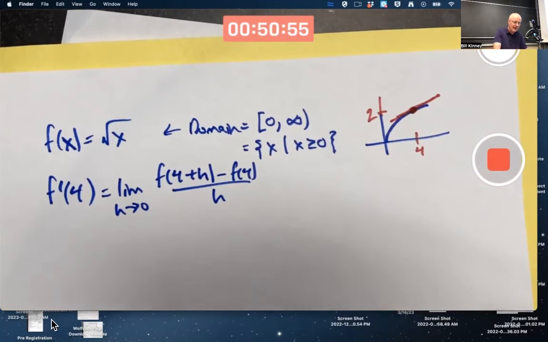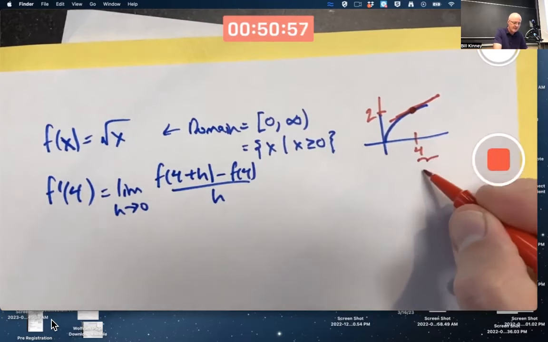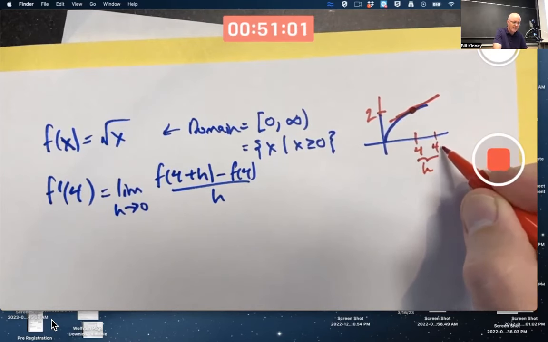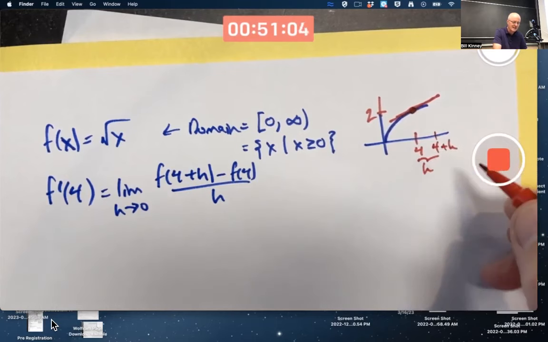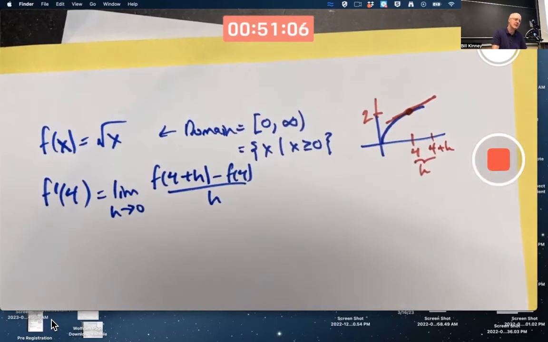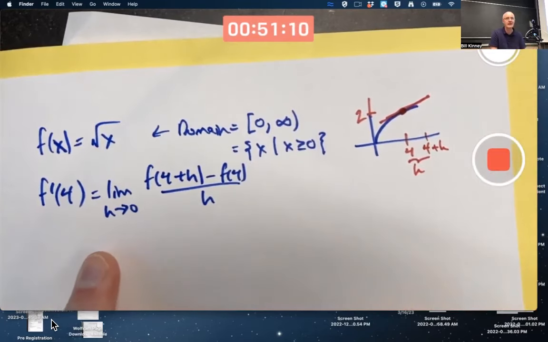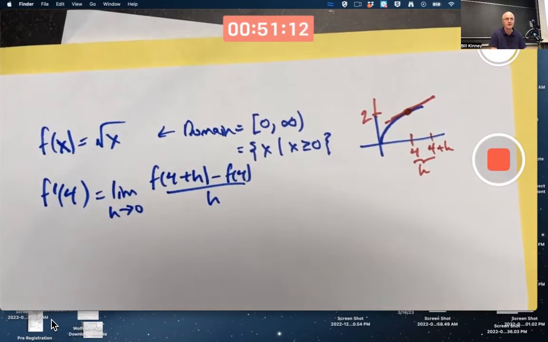In this picture, h does represent something. It represents a distance between 4 and a number to its right if h is positive. It would be a number to its left if h is negative. And we do allow h to be negative. This is technically a two-sided limit, though I'm not drawing it that way.